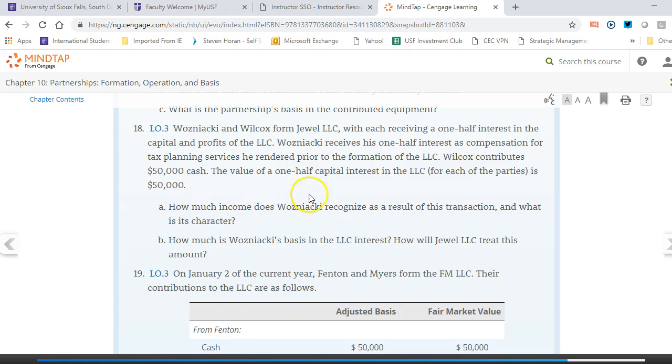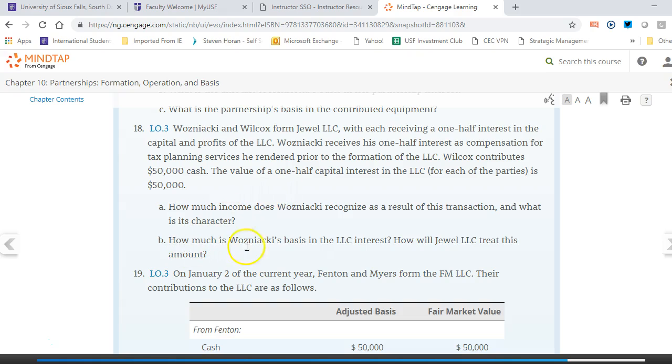So letter A, how much income does Wozniak recognize as a result, and what is its character? So Wozniak provided services. That's kind of the key thing, and I'm assuming you picked that up as you looked at that. So Wozniak provides services, in return receives 50% interest of the LLC. So that's providing services, which means that's taxable income. So basically, Wozniak recognizes ordinary compensation income from the LLC and would be taxed on that on the personal tax return.